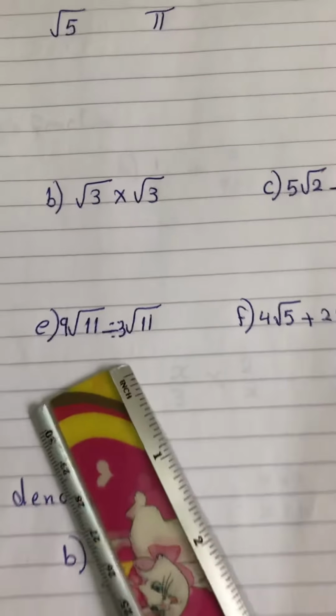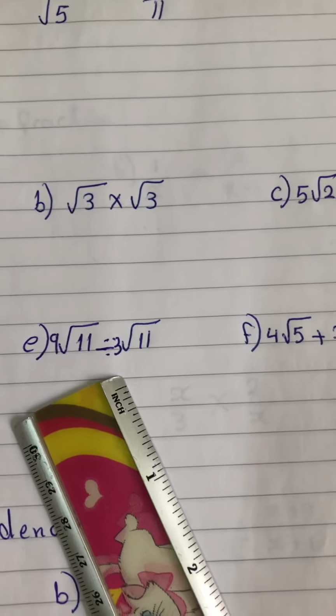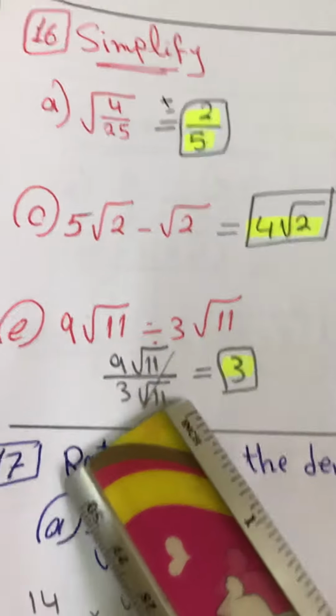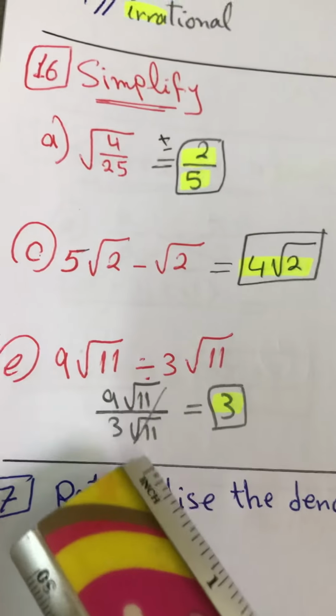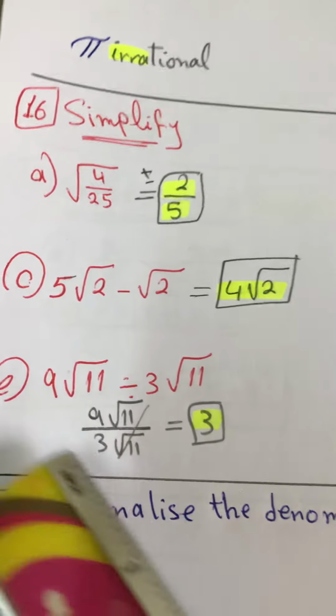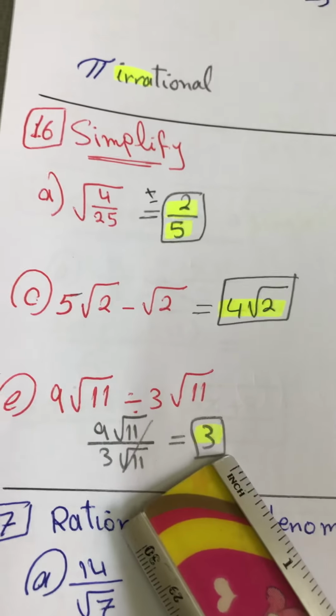Now division. 9 square root of 11 divided by 3 square root of 11. We can write it as a fraction like this and cancel the square root of 11 with the square root of 11. That gives 1, and 9 divided by 3 equals 3, like this.